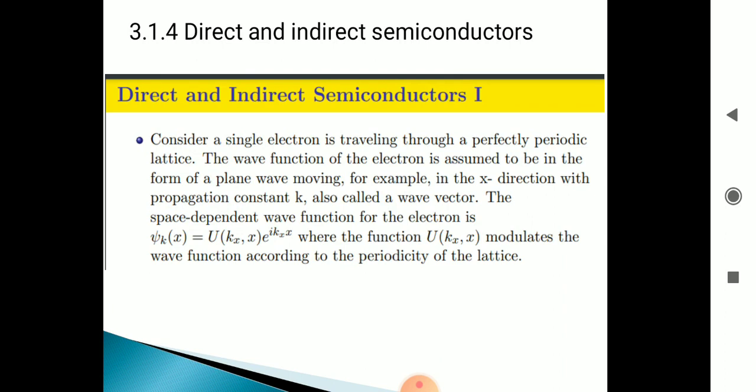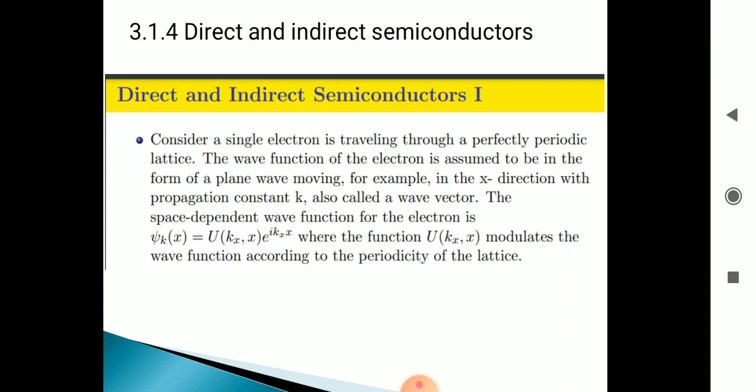To explain direct as well as indirect semiconductors, we have to consider an electron in a periodic lattice with a wave function that is a plane wave in the x direction with a propagation constant k. The propagation constant k is nothing but a momentum here, and it is also called a wave vector.